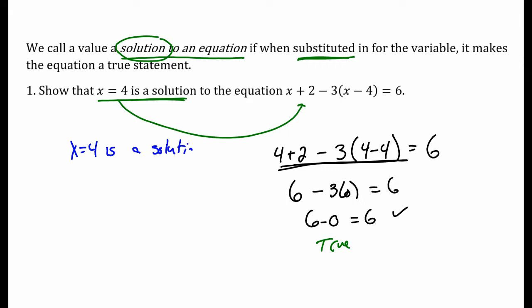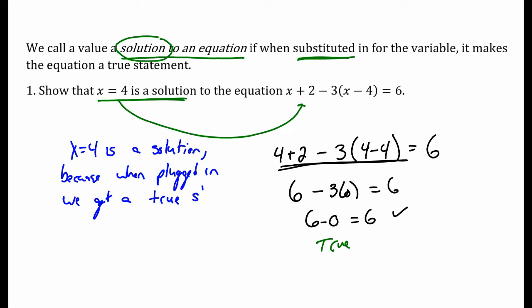X equals 4 is a solution because when plugged in, we get a true statement. 6 does equal 6. That is a true mathematical statement there. So x equals 4 is a solution.